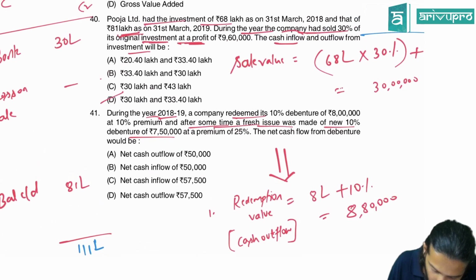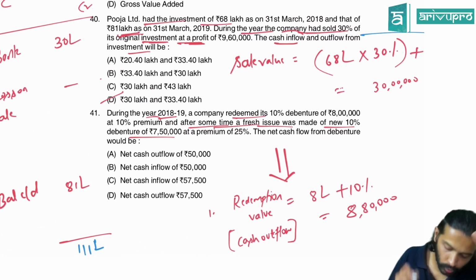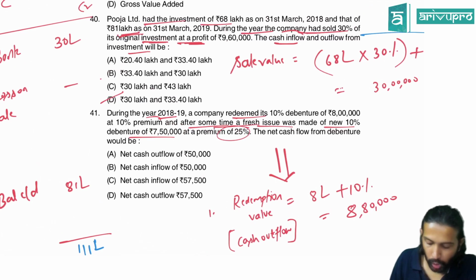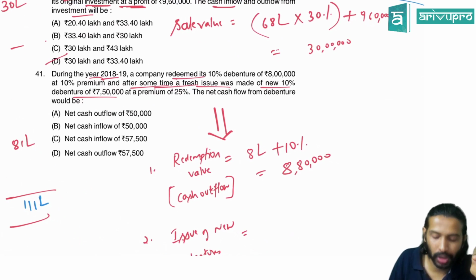New debentures ka value is how much? 7,50,000. That 7,50,000 is the face value. Was the new debentures given at par? No, they were given at premium. How much premium? 25%. Premium, discount, all this is calculated on face value itself.